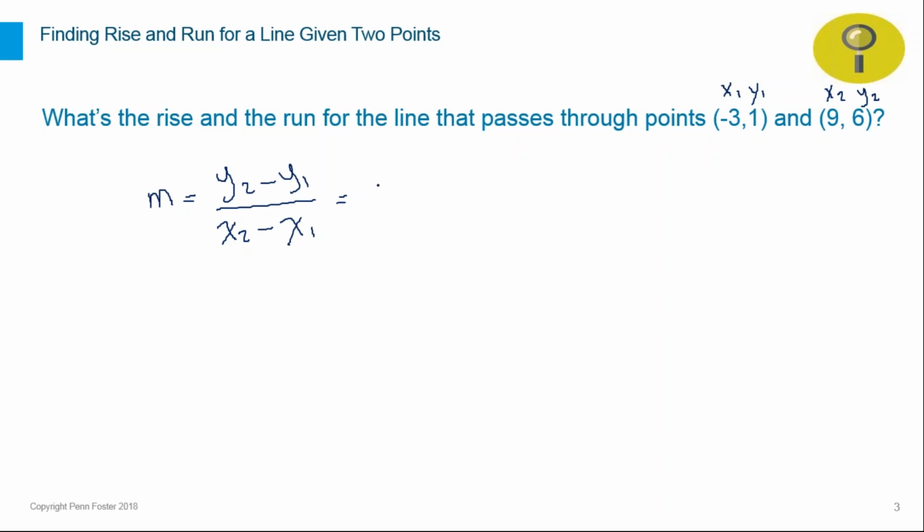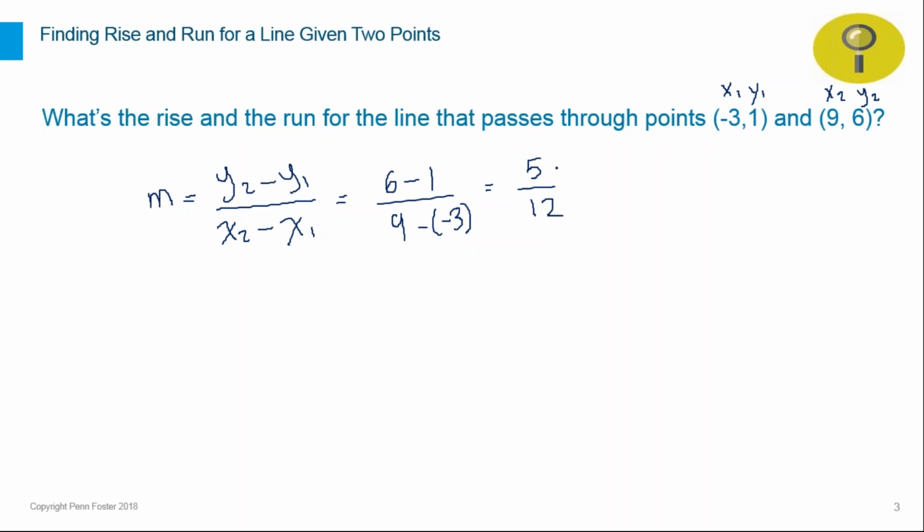y2 is 6 minus y1 is 1, over x2 is 9 minus -3 for x1. Do the subtraction on top and the bottom and you'll find the slope. 6 minus 1 on the top here is 5, and 9 minus -3 is the same as saying 9 plus 3, which is 12. This fraction represents the slope of the line.